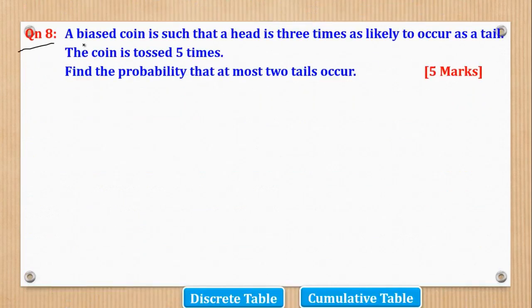Then question 8 says, a biased coin is such that a head is 3 times as likely to occur as a tail. The coin is tossed 5 times. So when you see this number of times, repeated trials, it means it is a binomial distribution. Find the probability that at most 2 tails occur.